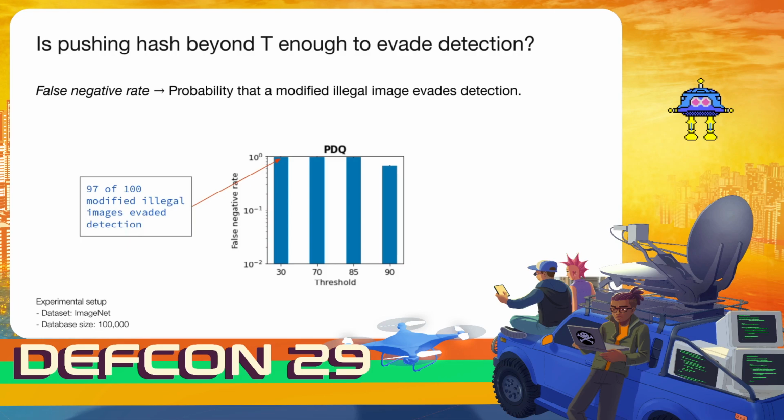And we see that as the threshold goes from 30 to 90, the number of modified images evading detection falls from 97 to 67 out of 100, which is still very significant. It shows that as the threshold increases, the attack indeed becomes a bit more difficult to perform, a bit ineffective, but at the same time not very ineffective.